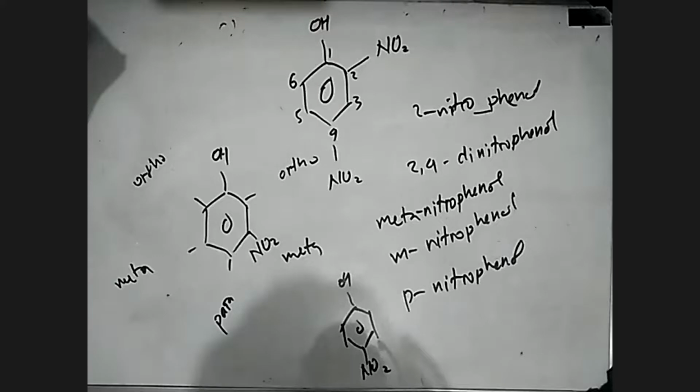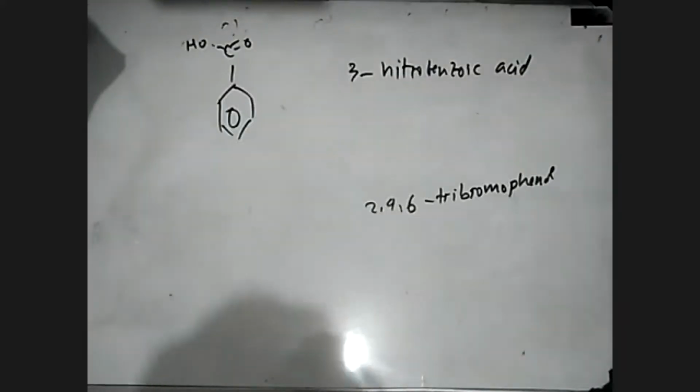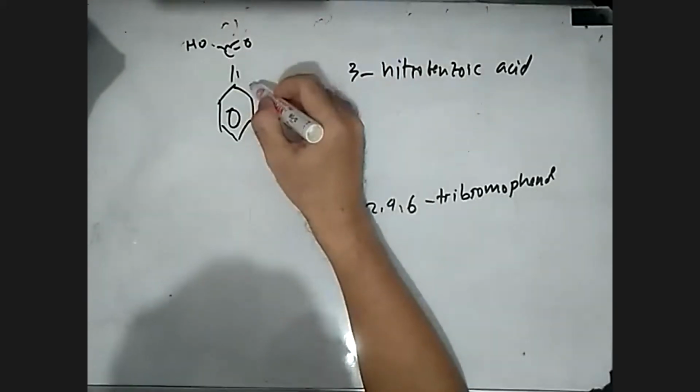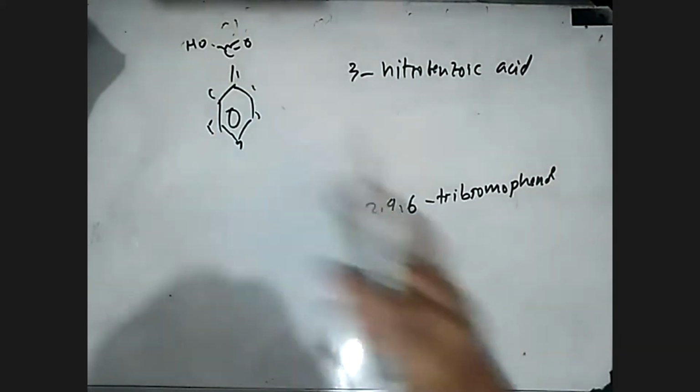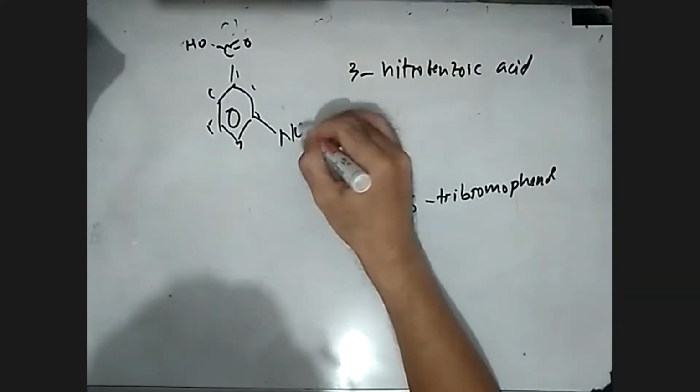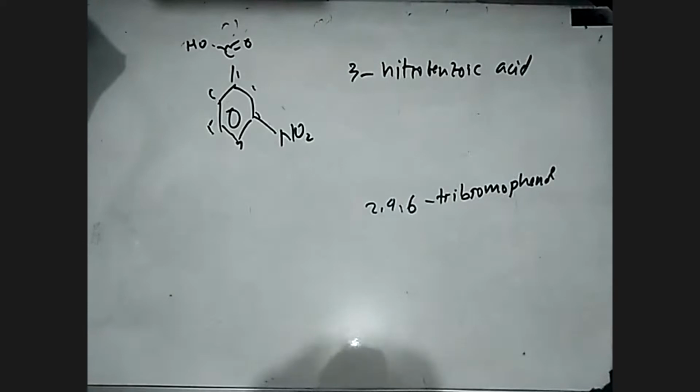So if we have 3-nitrobenzoic acid, we start with getting benzoic acid. This benzoic acid is going to have 1, 2, 3, 4, 5, 6. In position number 3, put a nitro. There. This is 3-nitrobenzoic acid.